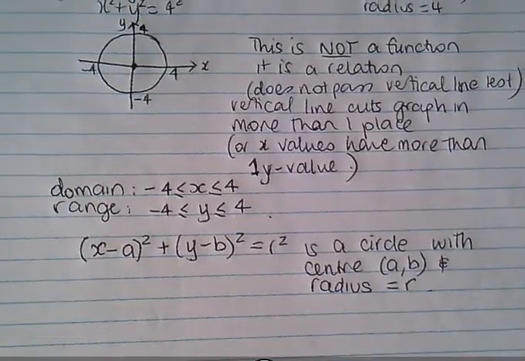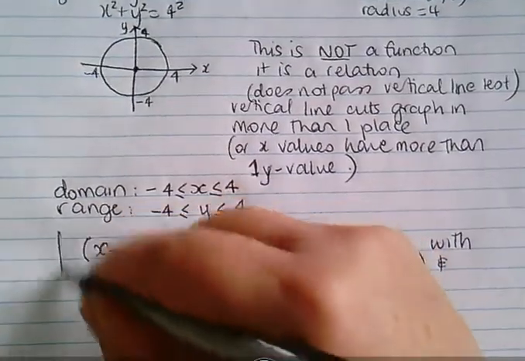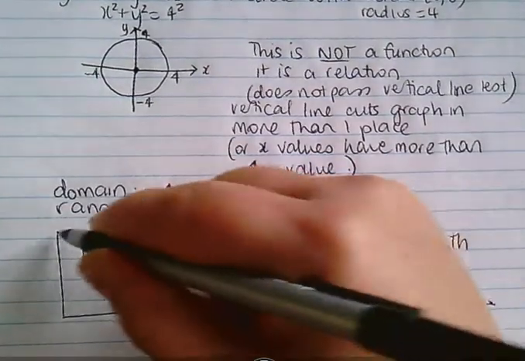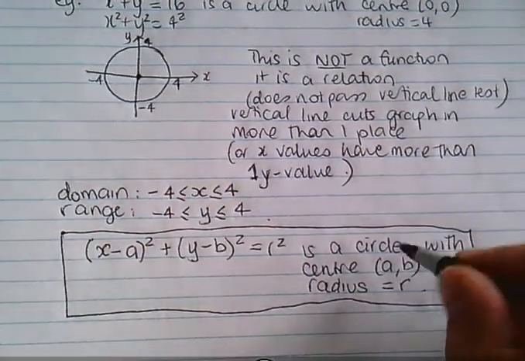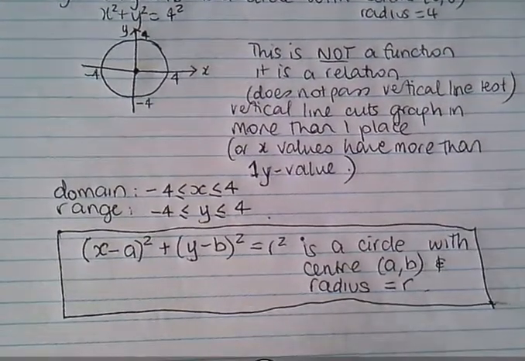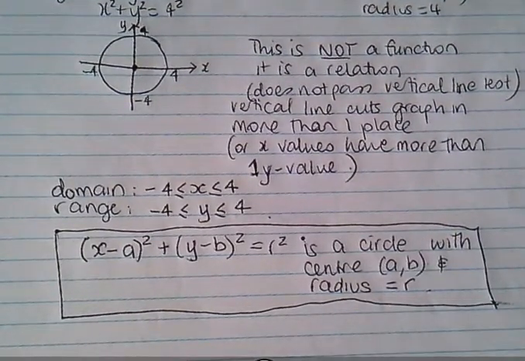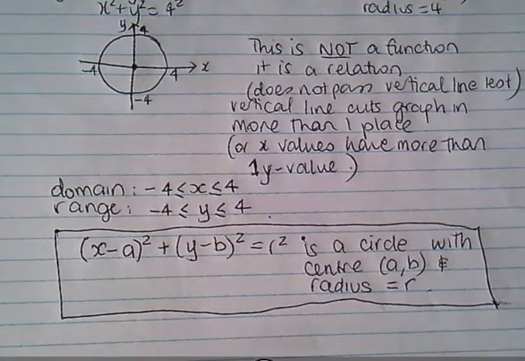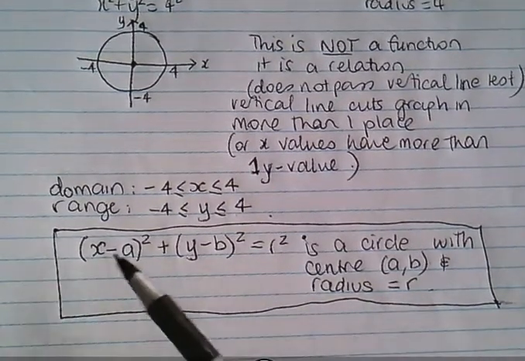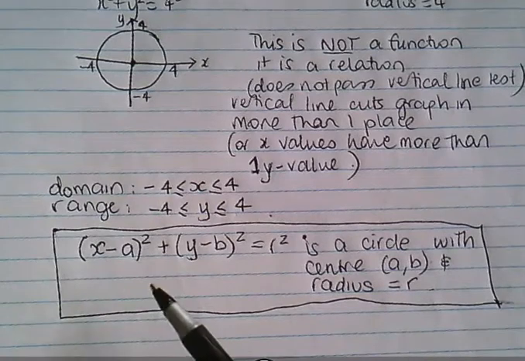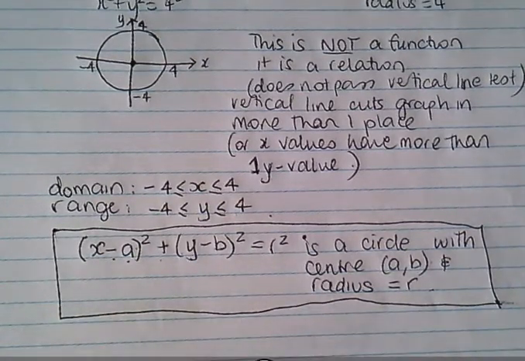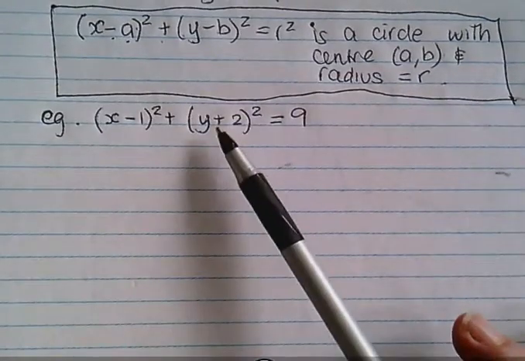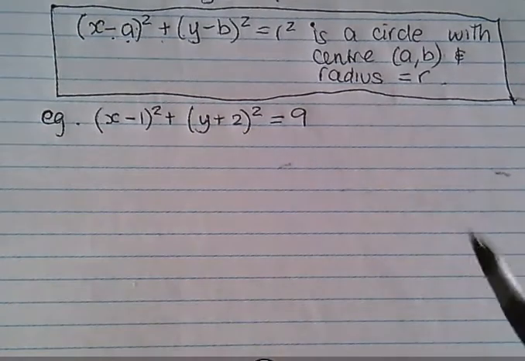Standard form of a circle. Okay, so this is where the center of the circle is not at the origin. So when you've got a circle with center a, b, you can often see it written as h, k as the center of the circle, and radius r, the equation of the circle is x minus a squared plus y minus b squared equals r squared. For example, x minus 1 squared plus y plus 2 squared equals 9.